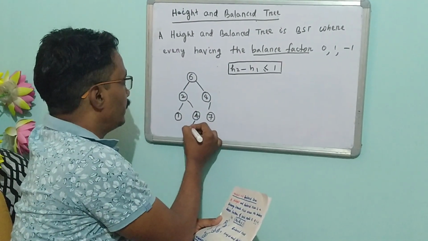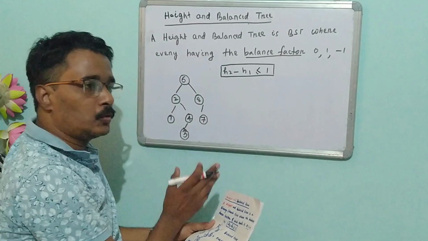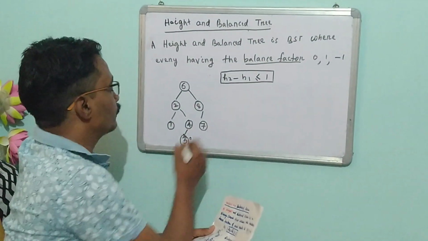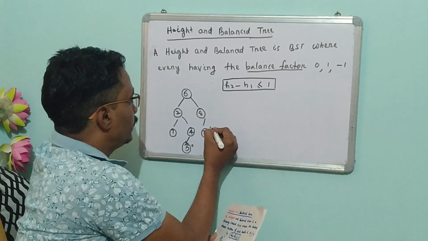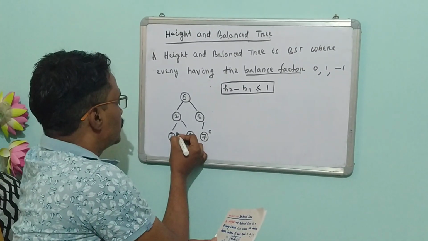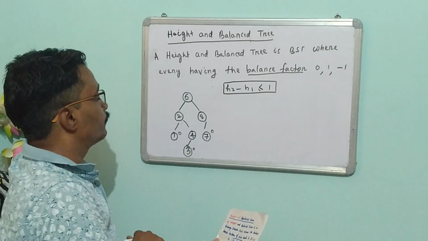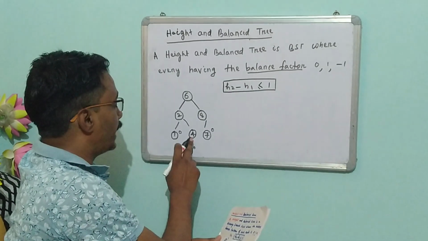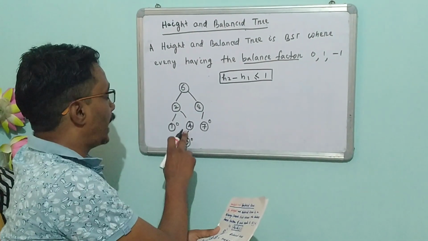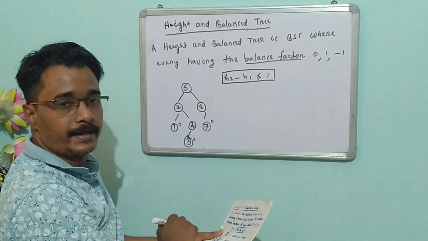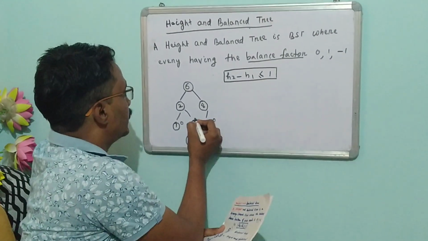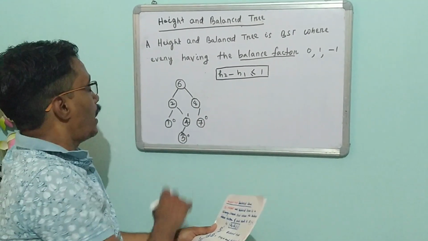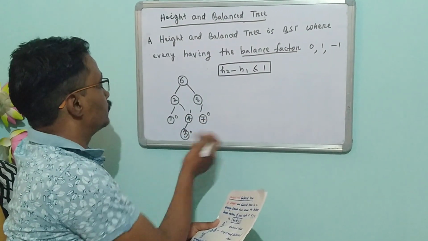See, every terminal node or leaf node has no left subtree and right subtree, so we consider it 0. This is also a leaf node, 0. This is a leaf node, make it 0. And what about 4? 4 has a left subtree of height 1 but nothing in the right part, so we write 1, because 1 minus 0 is 1.